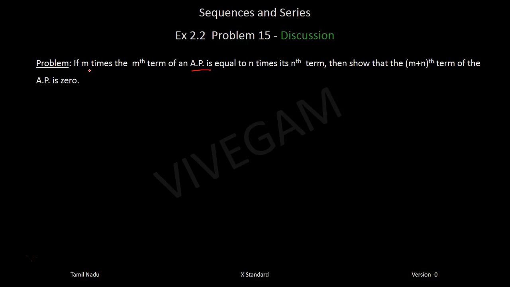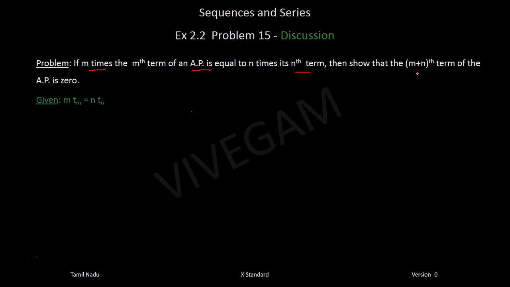It says m times the mth term and n times the nth term are equal. So what is given here? The mth term is Tm and the nth term is Tn. So m times Tm and n times Tn both are equal. That's how we converted the statement into a mathematical equation.